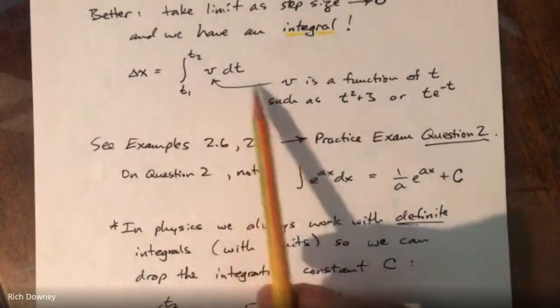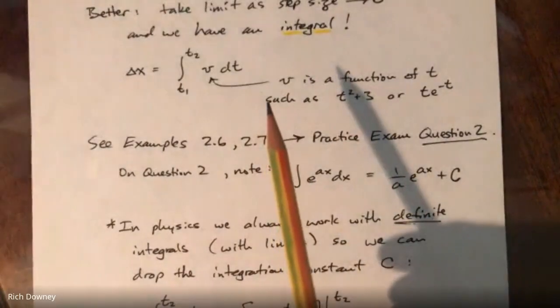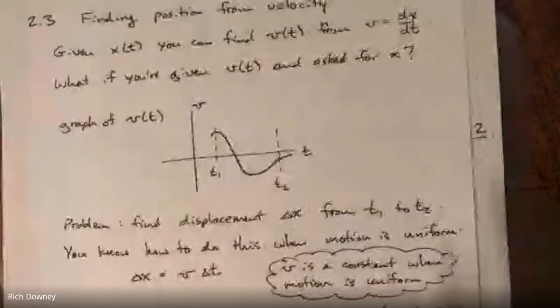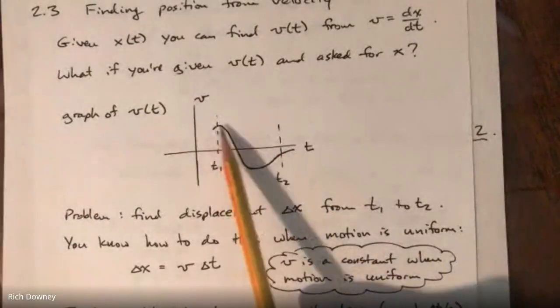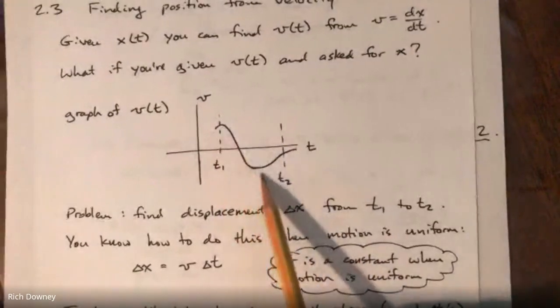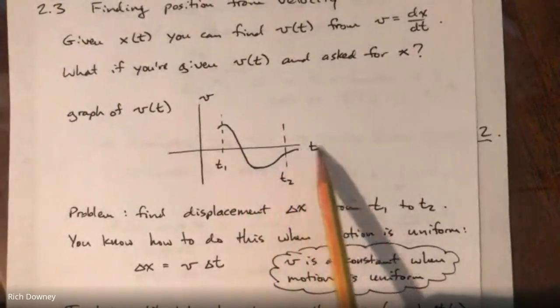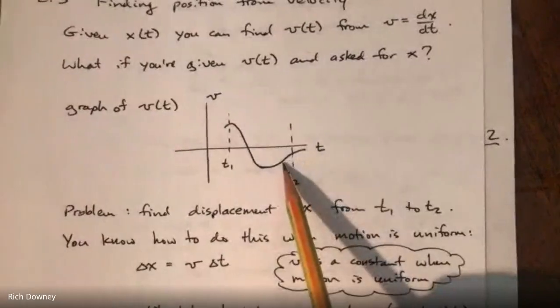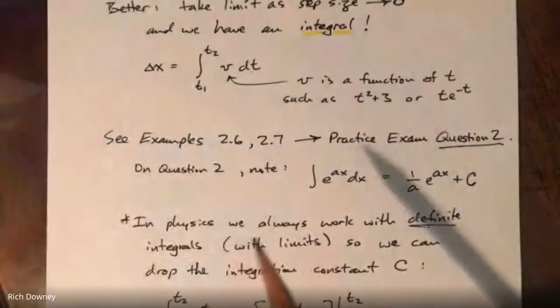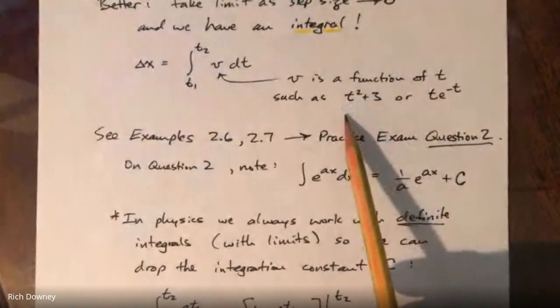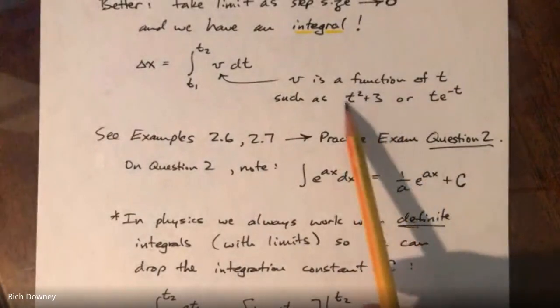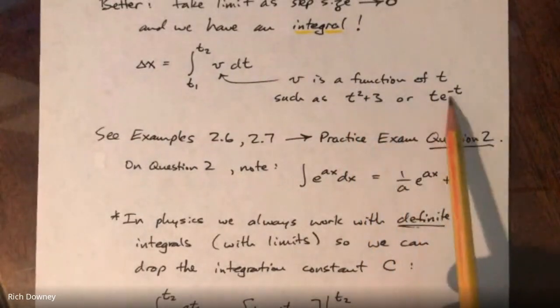Now v is going to be some function of t. If you go back and look at this curve, I don't know what function this is. It sort of looks like it might be a cosine or something, but then it sort of fades out. So it's some complicated function, but it is some function of t that we could express mathematically. You know, t squared plus 3 or t times e to the minus t or something like that.